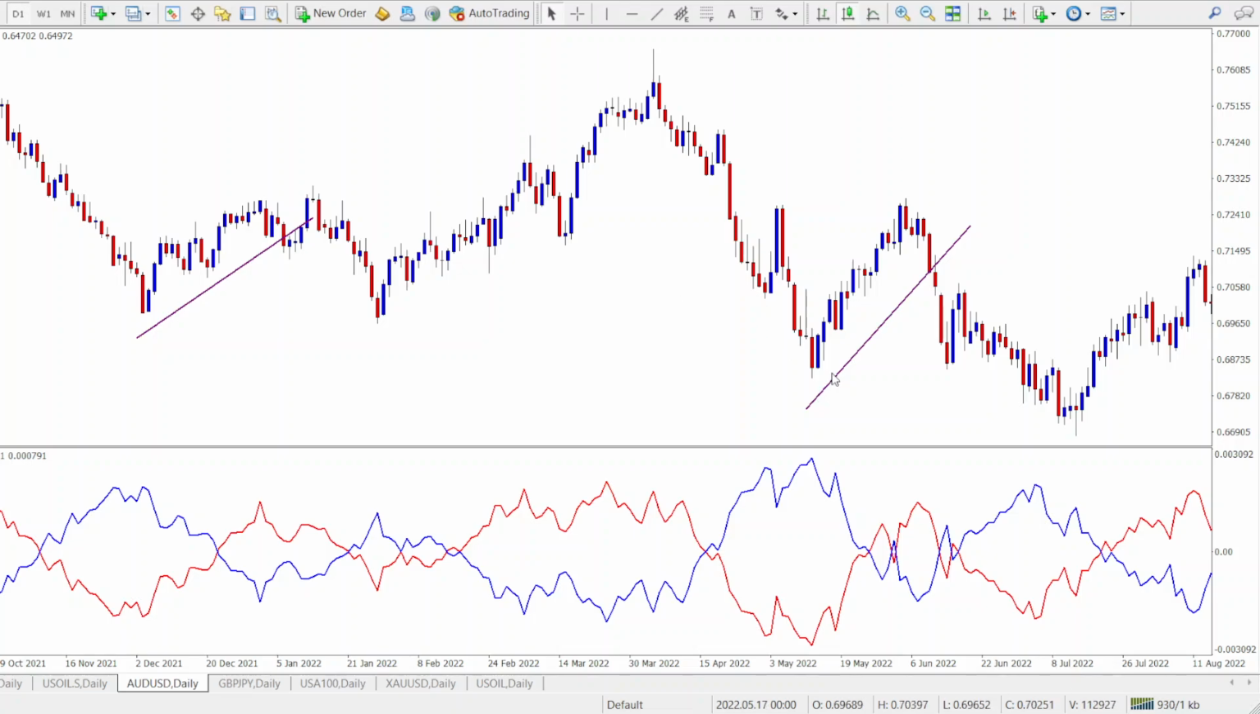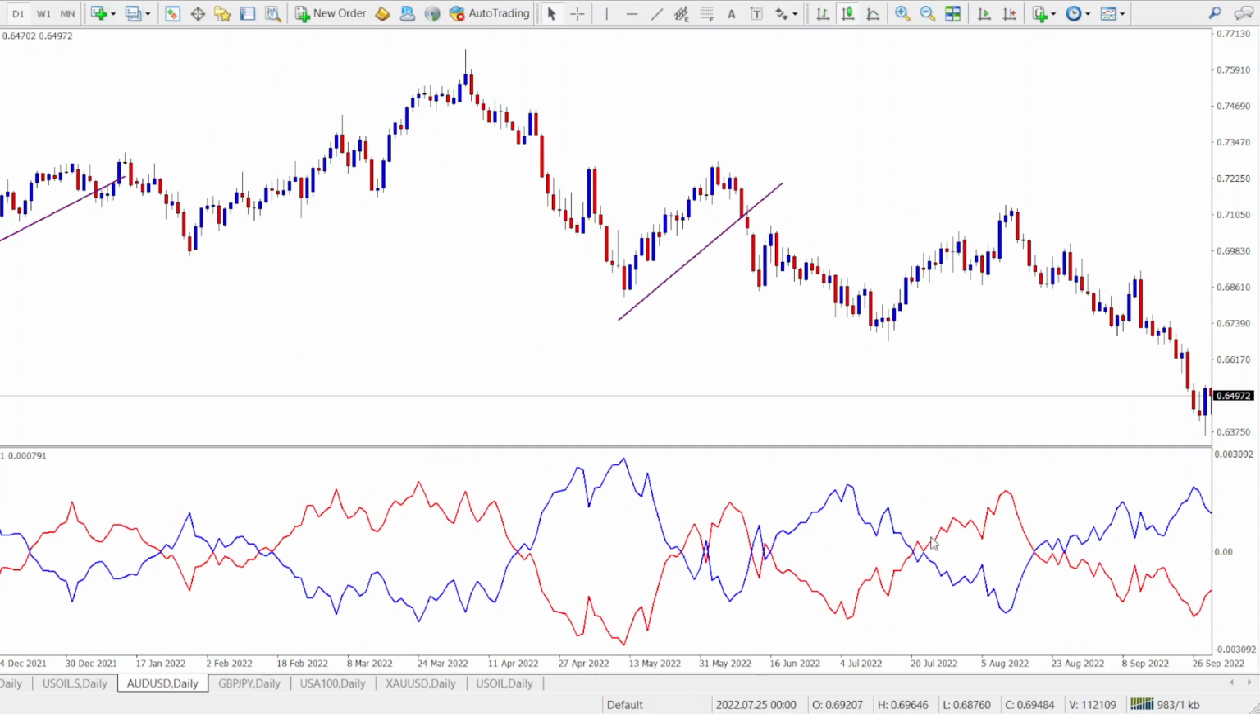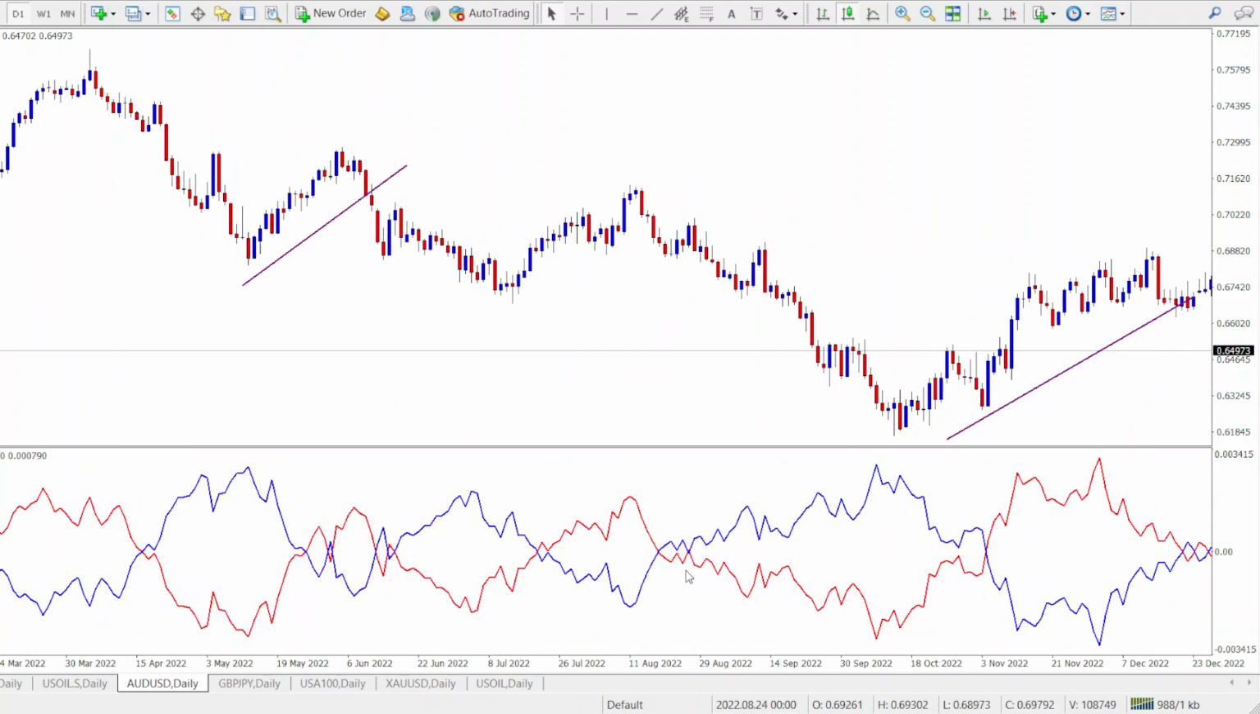Before you enter your buy trade, the blue line and the red line should be opposite each other. When you have both of them beginning to cross over each other, it shows that there is a change in momentum. For example, let us look for a clear example.